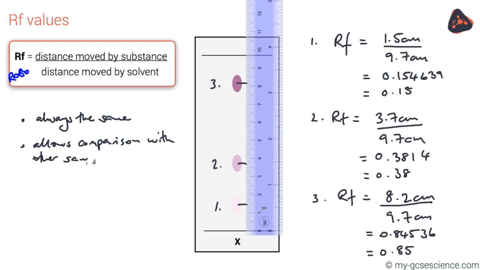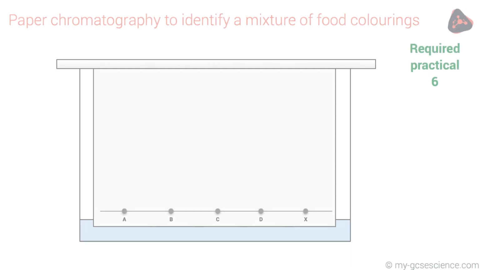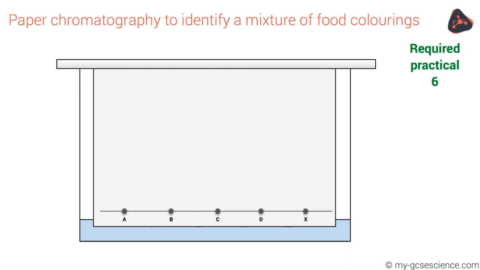And it enables us to identify unknown substances, which makes it really useful in chemical analysis in industry, as well as in forensic analysis in police detective work, and for you in your practicals in the lab. It also tells us the relative solubility of each substance, with the smaller numbers referring to the substances that didn't travel as far, and the larger numbers referring to the substances that travelled much further. The maximum would be an RF value of 1, in which a substance travels the whole distance that the solvent did. Okay, well now let's have a look at what's required for your practical.